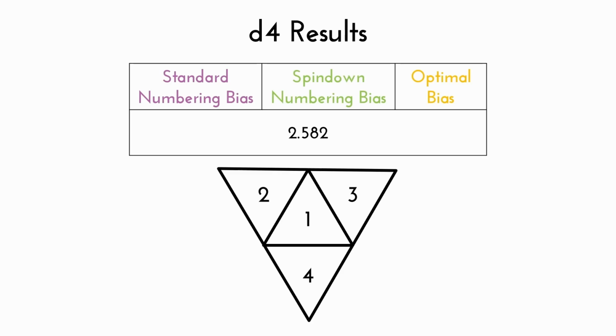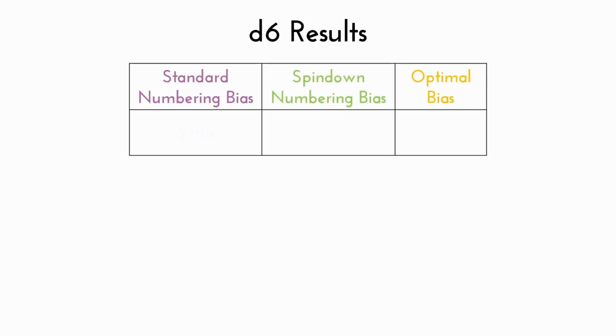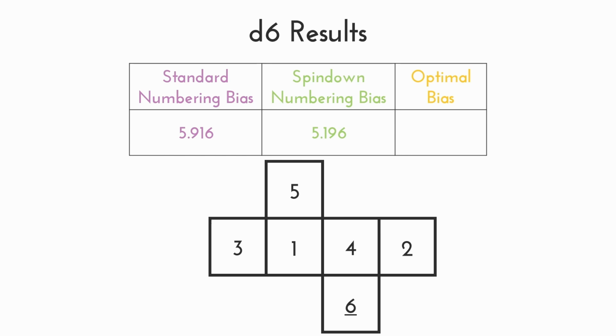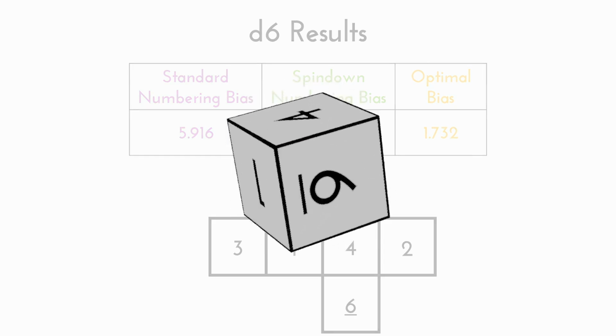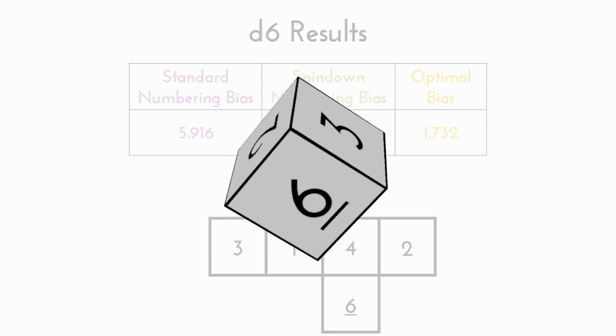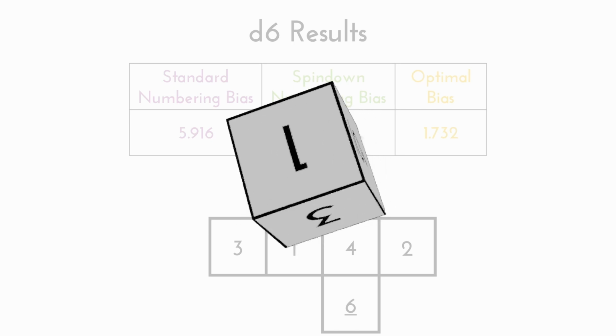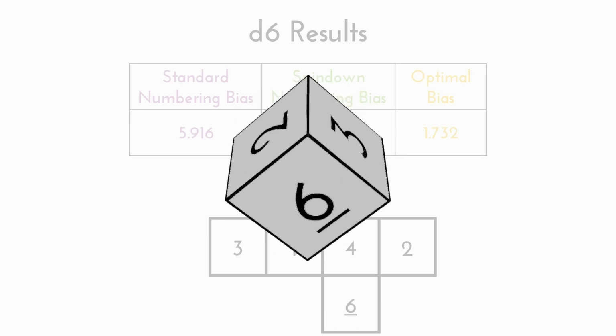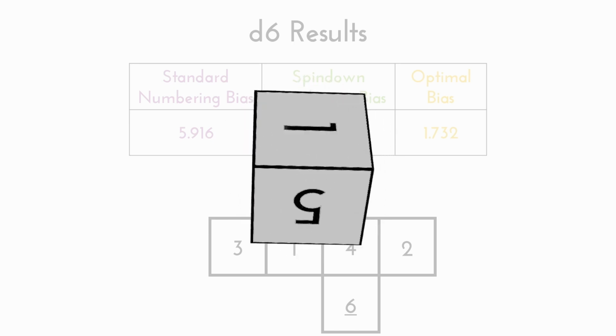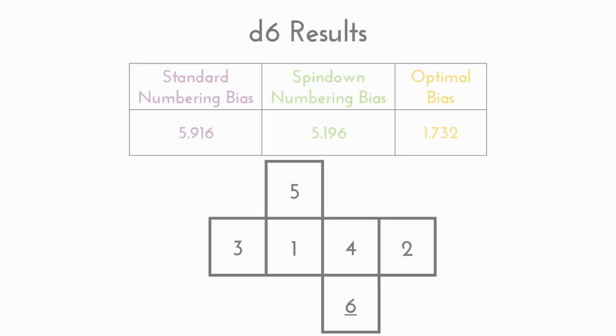Not great. Moving to the D6, the standard numbering has a bias of 5.916. The spin-down numbering has a bias of 5.196, but the optimal D6, which looks like this, has a bias of 1.732, about 3 times better. Interestingly, the way this works is that every odd digit is opposite to the digit 1 above it. If you're good at 3D visualization, you might be able to understand why this is, and therefore why the bias vector has a magnitude of exactly the square root of 3.